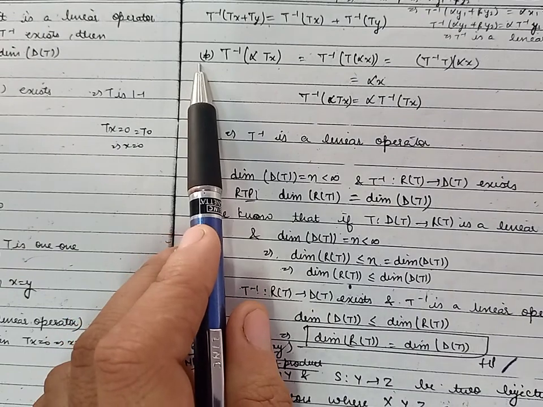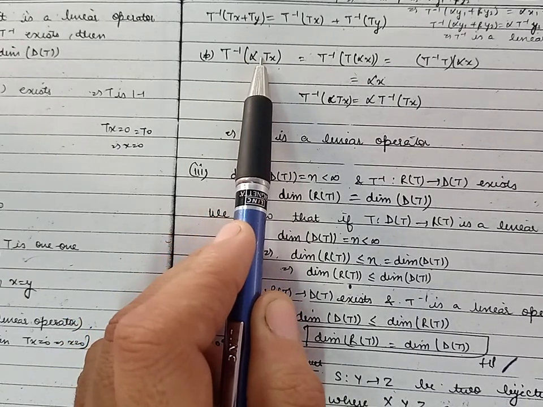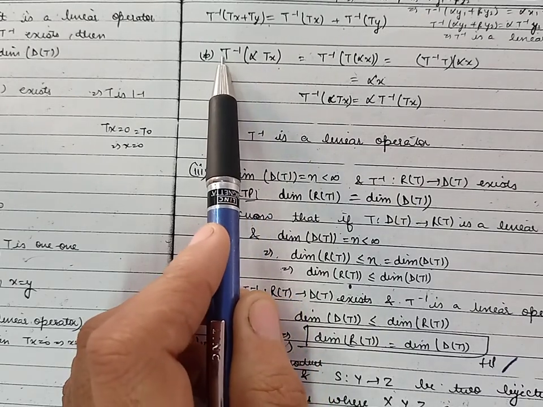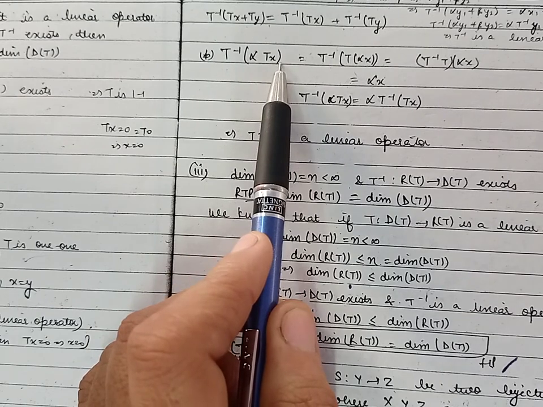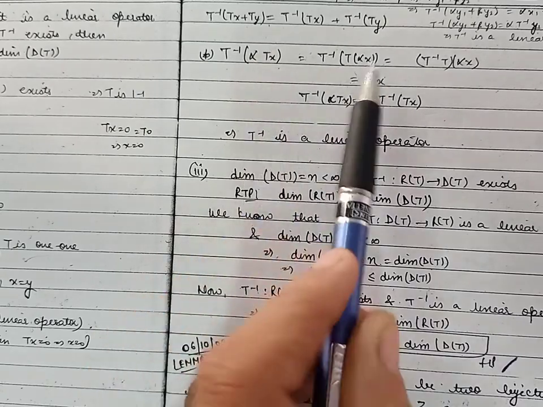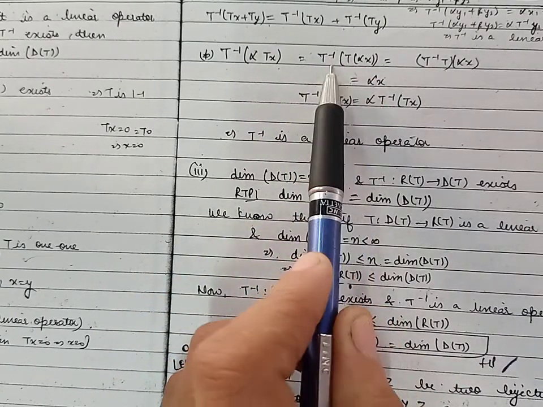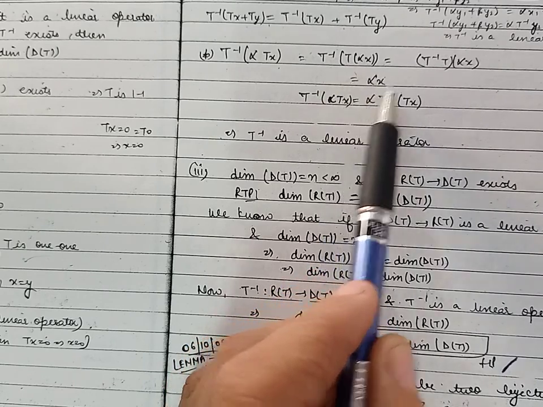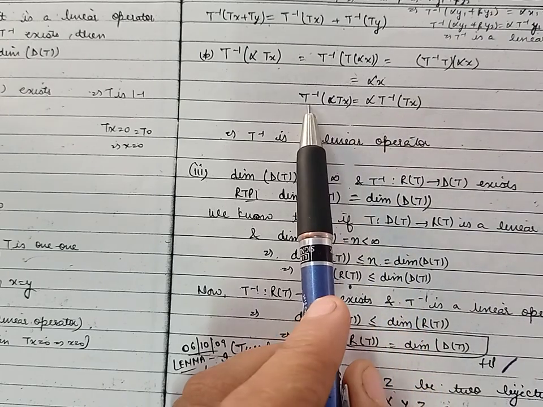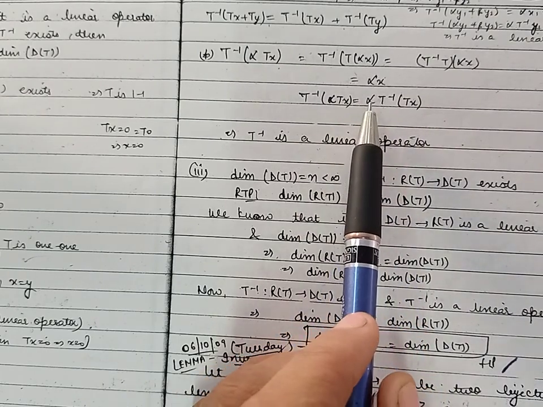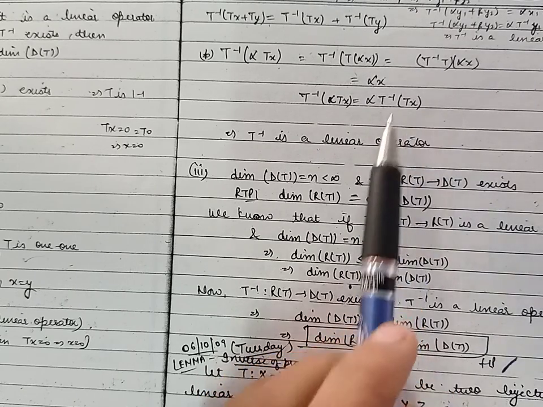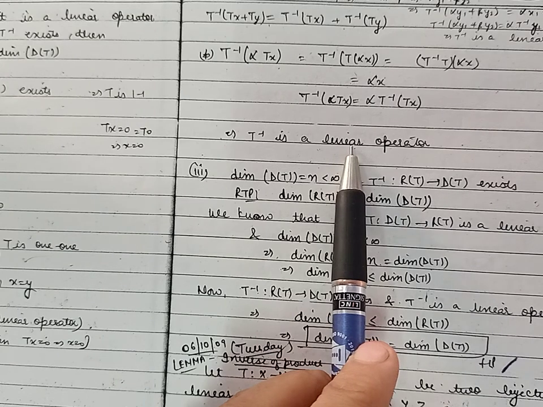In the second condition, let us take a scalar alpha and an element Tx from the range of T. Now let us find T inverse of alpha Tx. Now because T is linear operator, alpha Tx can be written as T of alpha x. Now T inverse T, that is again identity, so identity of alpha x will be alpha x. So we get T inverse of alpha Tx is equal to alpha into T inverse of Tx. So this proves that T inverse is a linear operator.